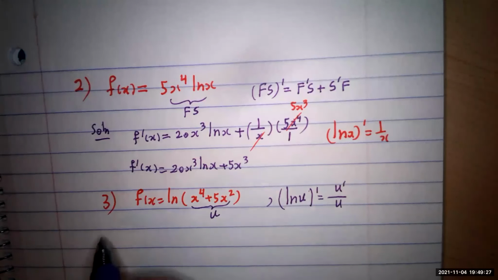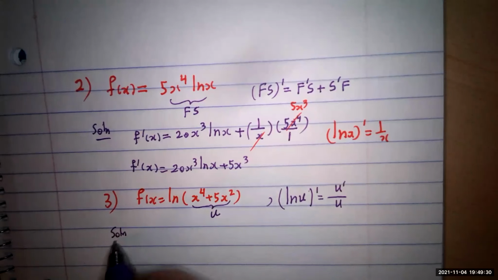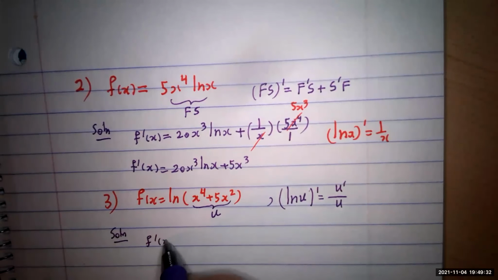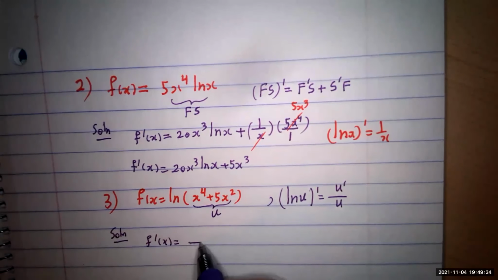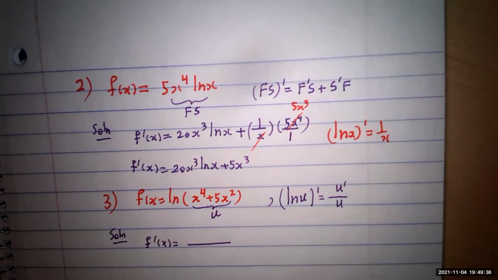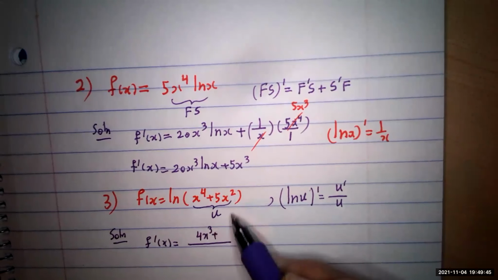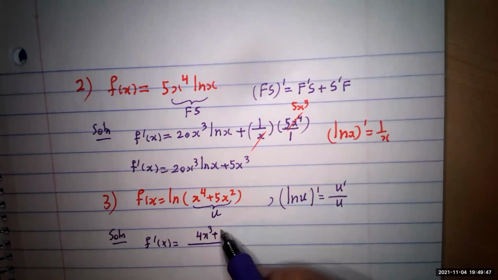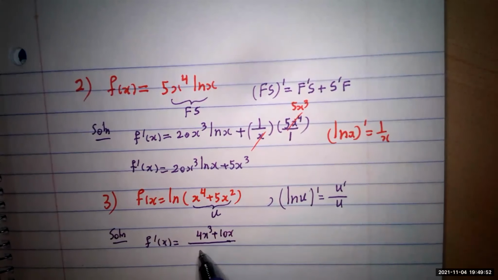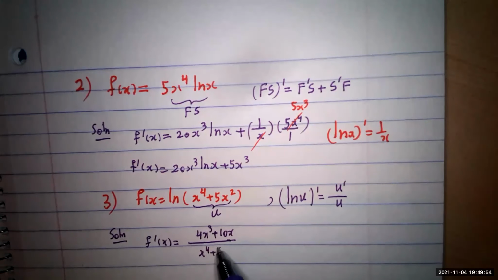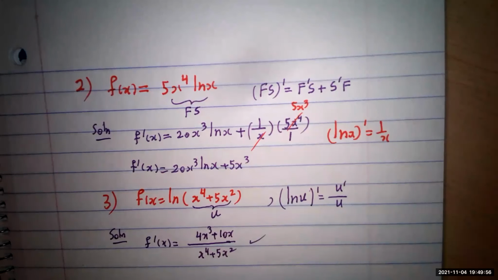So simply the solution is going to be f prime of x equal to, get a quotient, on the top derivative of the inside, which is easy, power rule, 4x cubed plus 2 times 5, 10x, that's your u prime, divided by u, which is x to the fourth plus 5x squared, and you're done. You see, very easy derivative.